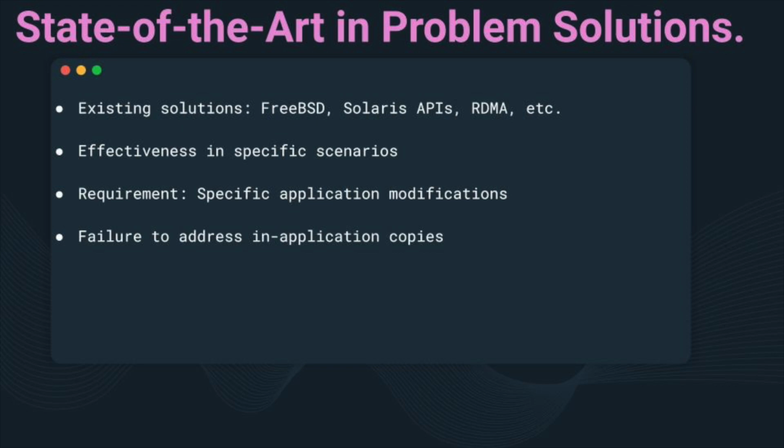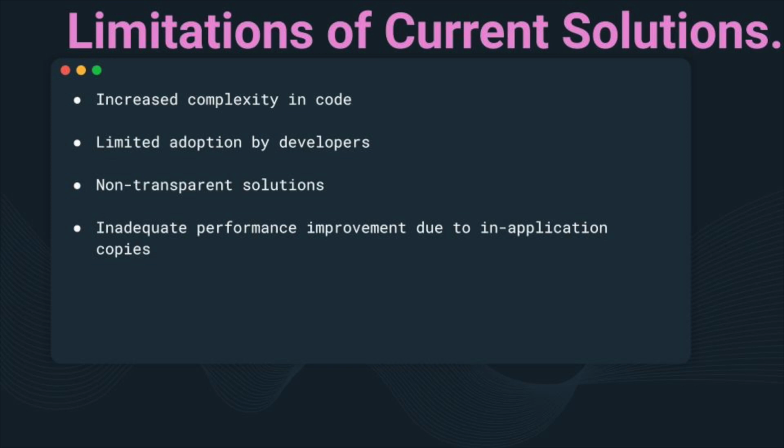Now, limitations of these current solutions. These current solutions increase code complexity and have limited adoption due to their non-transparent nature, which requires developers to have specific knowledge and to modify applications accordingly, which can be very time-consuming. These solutions, by not addressing in-application copies, fail to significantly improve overall performance, as a large proportion of data copying occurs at this level.